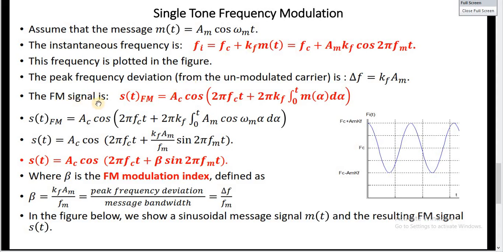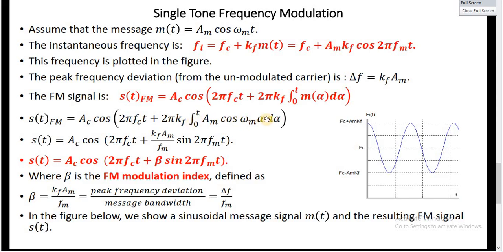The time domain expression for S of t is S of t equal Ac cosine 2 pi fct plus 2 pi kf integration from 0 to t of m of alpha d alpha. Now S of t equal Ac cosine 2 pi fct plus 2 pi kf. Now we have m of t, Am cosine 2 pi fm alpha d alpha, and the integration from 0 to t.